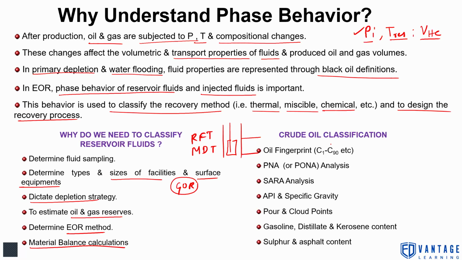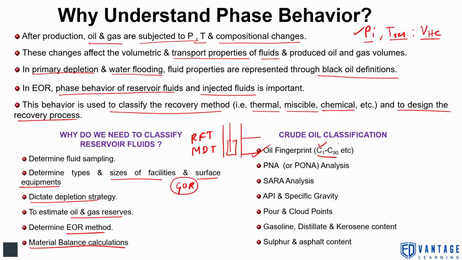As far as classification is considered, primarily the oil fingerprint is quite important, where we try to understand the mole percent of each of the carbon numbers from C1 to C90. So whenever we send the PVT sample or the hydrocarbon fluid sample to any lab, which tests and gives us several results, it will give us the oil fingerprint. We will also show you how the testing is done and how we'll get the report in the actual course.